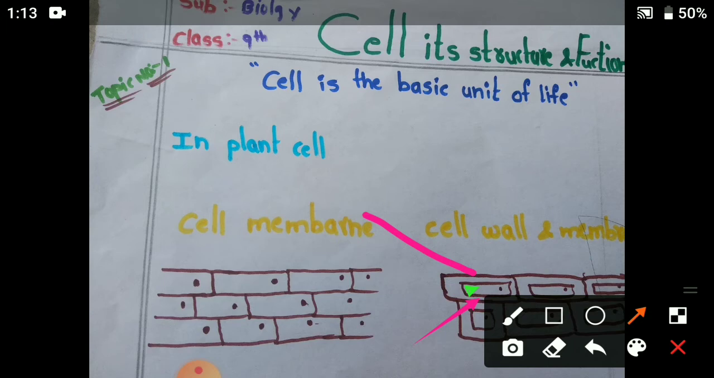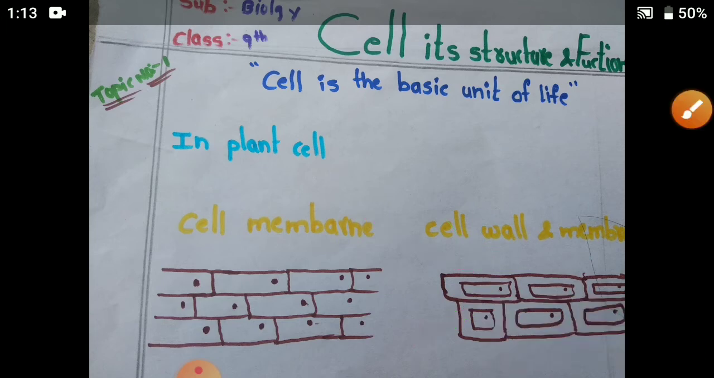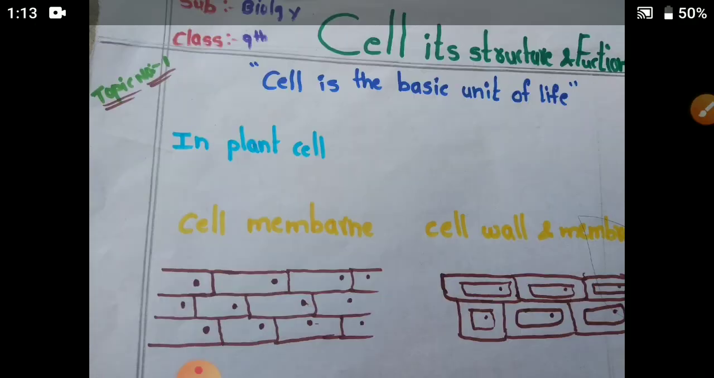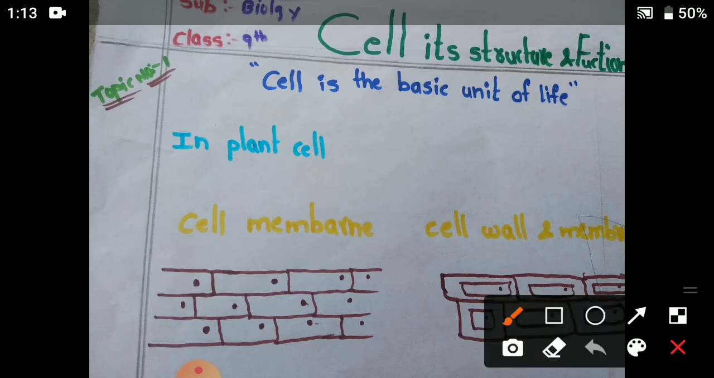And next we see the outermost layer is called the cell wall and the innermost layer is called the cell membrane. The cell membrane is flexible, it can take different shapes. The cell wall gives mechanical support to the plant cell; that is its main function. It is made of cellulose, one of the carbohydrates, a sugar.